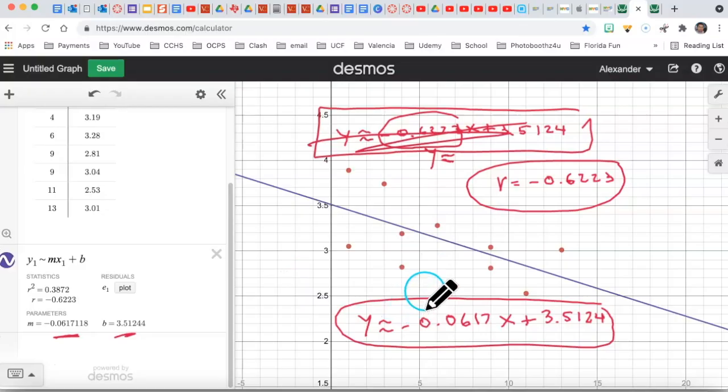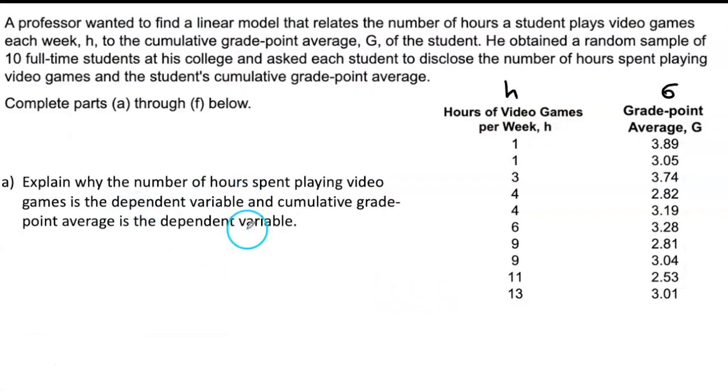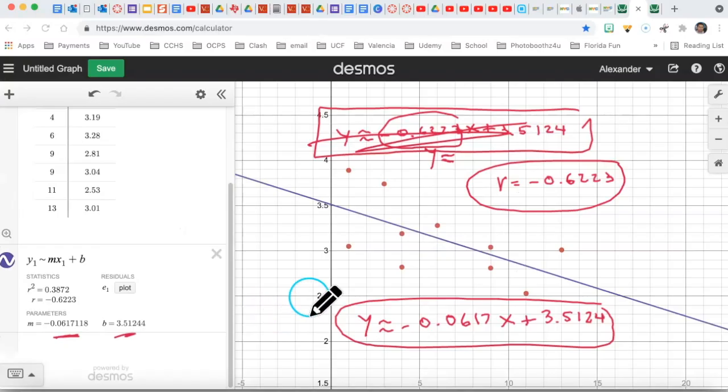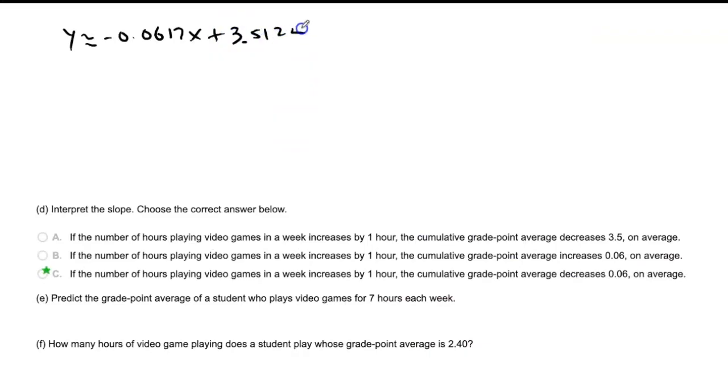So let's answer questions. Explain with the number of hours. I explained that already. We found the line of best fit, we plot the scatter plot, we draw the line of best fit. So that's pretty much it. Oh, hold on. They can ask you to predict for the future. Something like this. So this is some of the questions they can ask you.